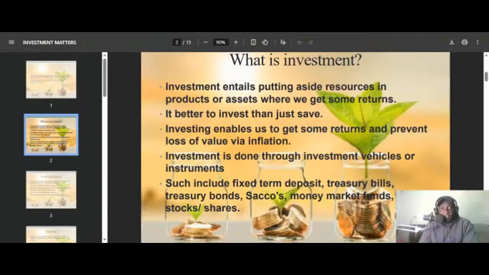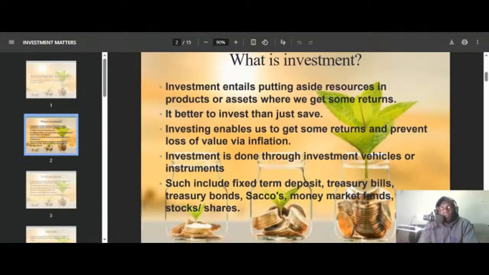Inflation is fought through investment vehicles or instruments. There are avenues that have been created in our financial system that help you to invest, to place your money in a way that you'll be able to fight inflation and get some returns.